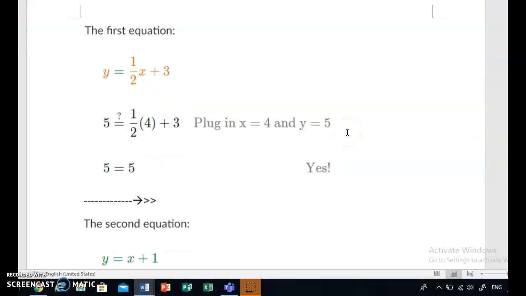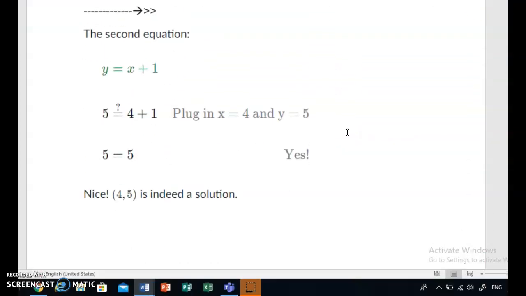Next, we're going to check our second equation. You plug in x equals 4 and y equals 5. 4 plus 1 is 5. See, 5 equals 5. So nice. 4, 5 is indeed a solution.